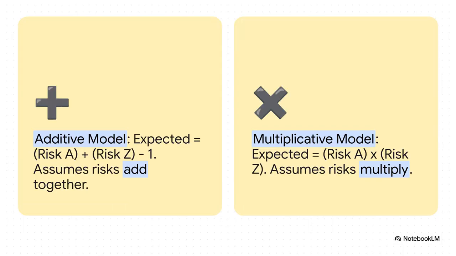And this is where it gets really interesting, because scientists can make two different kinds of predictions. With the additive model, they just assume the risks add up. The formula is risk A plus risk Z, and then you subtract 1 to account for the baseline risk of people who have neither factor. The other option is the multiplicative model, where you assume the risks multiply. And as you can imagine, these two formulas can give you very different predictions.